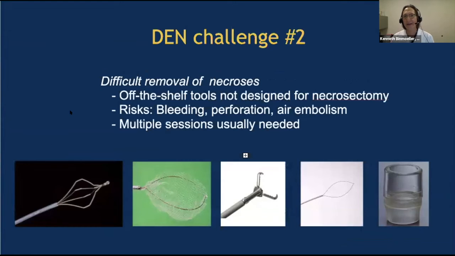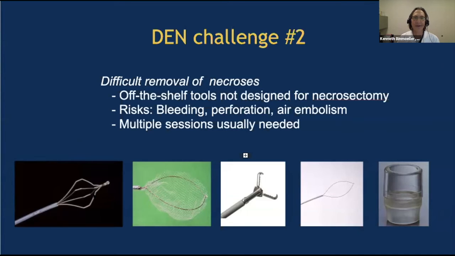The second challenge was removing these necroses. We had no dedicated tools for this. We grabbed tools we had on our shelf, and these were always, as a rule, difficult to remove with these off-the-shelf tools, with risks of bleeding, perforation, and air embolism. So I actually always worked underwater. That should be no surprise, but to reduce that risk of air embolism. And nearly always multiple sessions were needed.